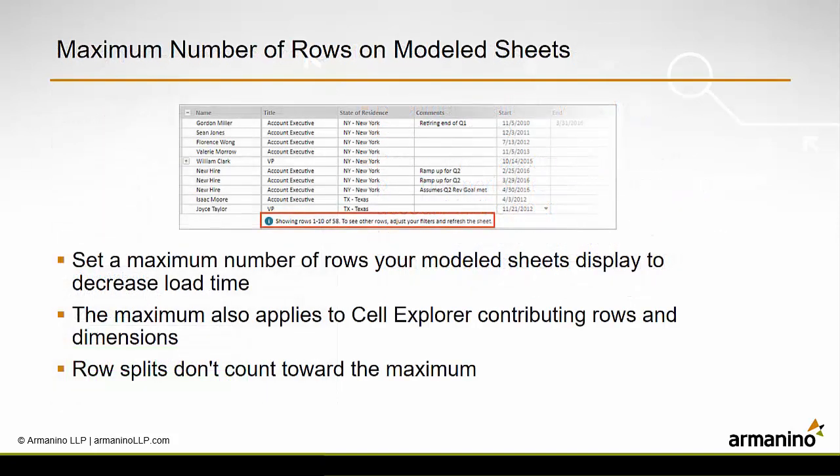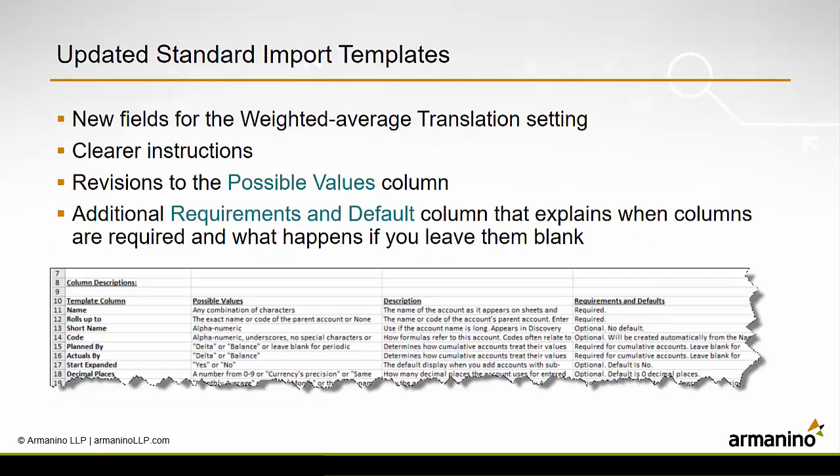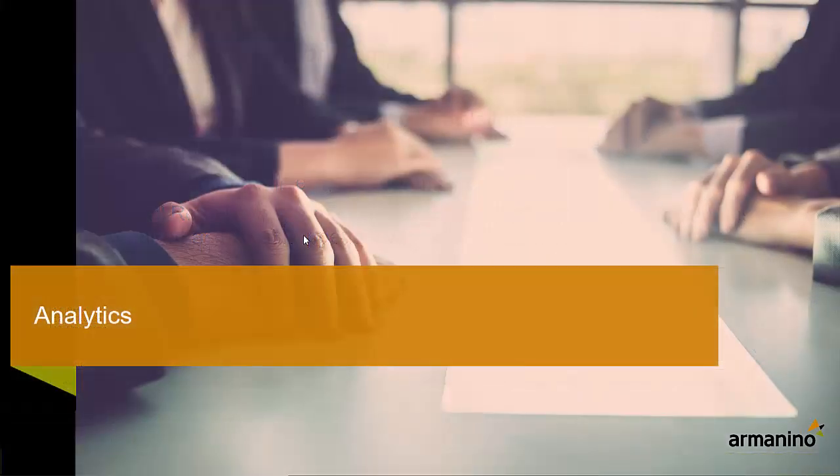In model sheets, you can now set a maximum number of rows to display to decrease load time. And lastly, Adaptive has updated the standard import templates to include clear instructions and new fields for the weighted average translation settings. Moving on to analytics.